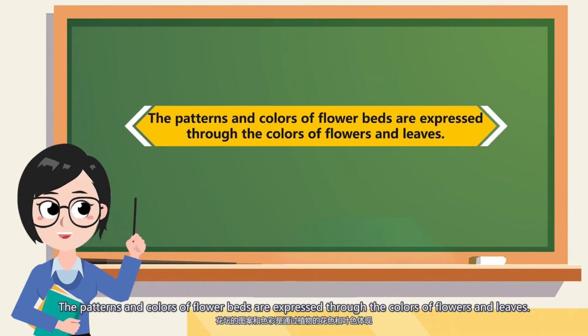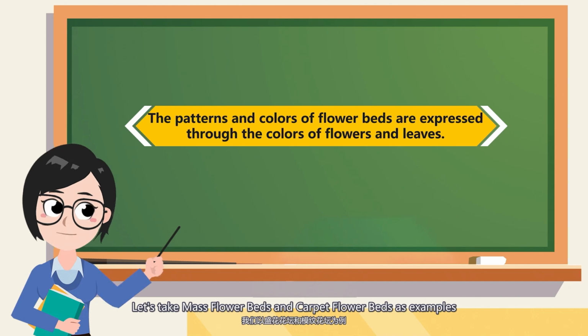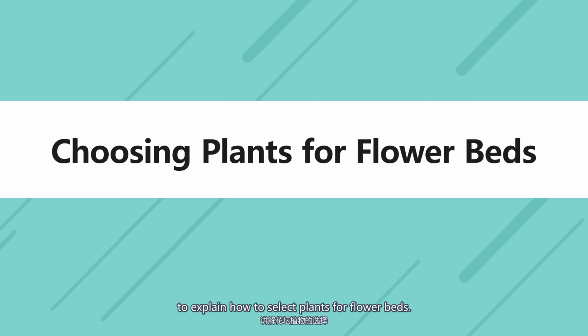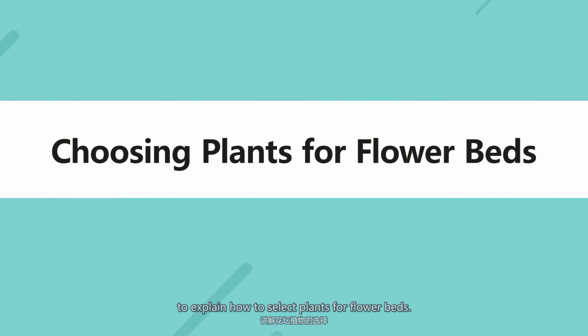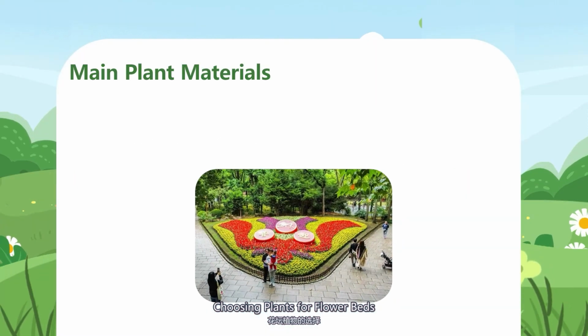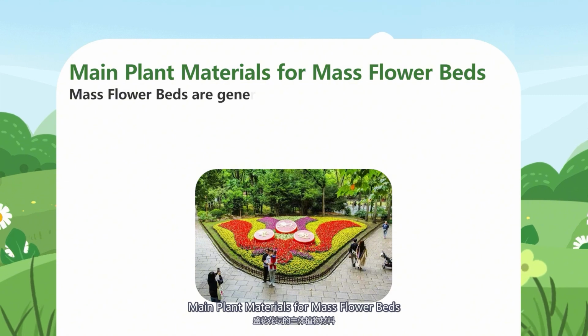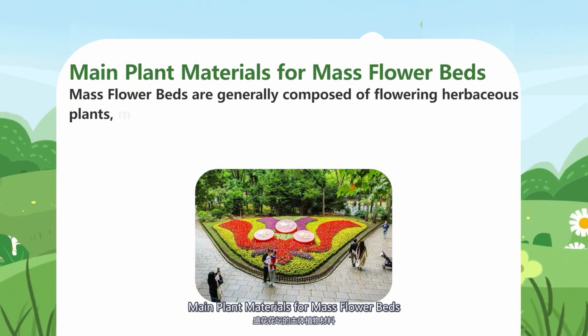The patterns and colors of flower beds are expressed through the colors of flowers and leaves. Let's take mass flower beds and carpet flower beds as examples, to explain how to select plants for flower beds. Choosing plants for flower beds. Main plant materials for mass flower beds.